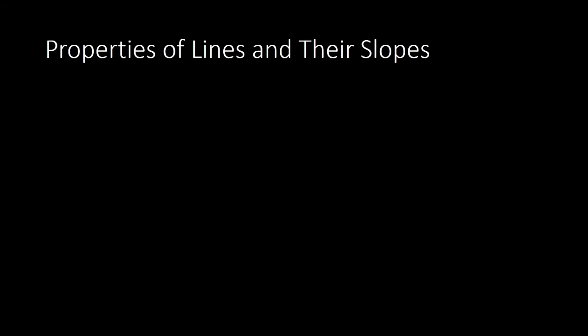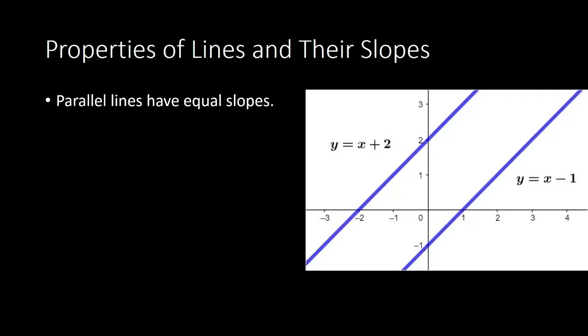Properties of lines and their slopes. Parallel lines have equal slopes. So these two lines are parallel and their slopes ought to be equal. In this case, their slope is m is equal to 1. Now again, for your added education in geometry, our symbol for being parallel is this one. You have 2 bars. So L1 is parallel to L2.